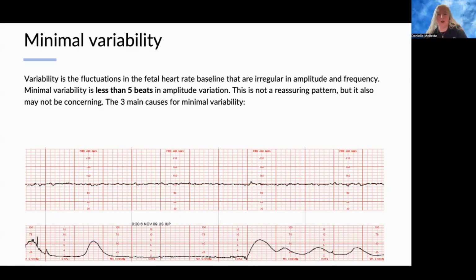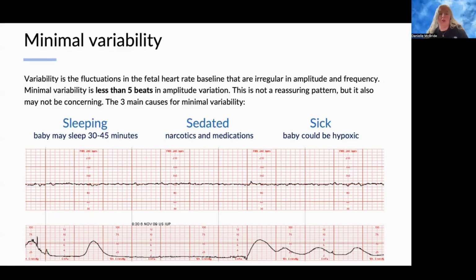There are a few things that can cause minimal variability. Your baby might be sleeping. Babies can sleep for 30 to 45 minutes, and you will see minimal variability for that time, and then it'll shift back to moderate when the baby wakes up. It also could be that the baby is sedated. If we are giving mom narcotics for pain, or she's on medications that have a sedative effect, they cross the placenta and can sedate the baby.